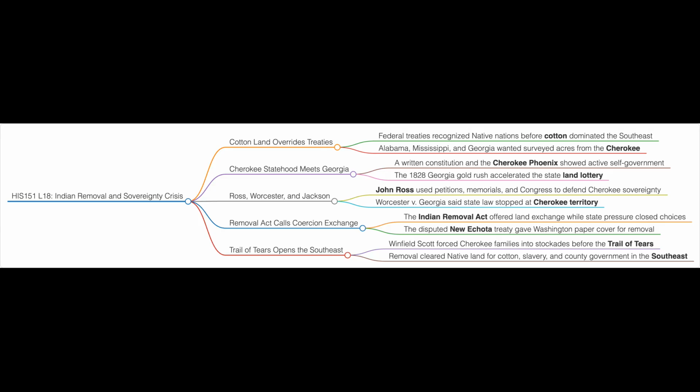That sequence explains more than abstract principle. The Constitution, the court, and treaty history did not disappear. They were overridden in practice.